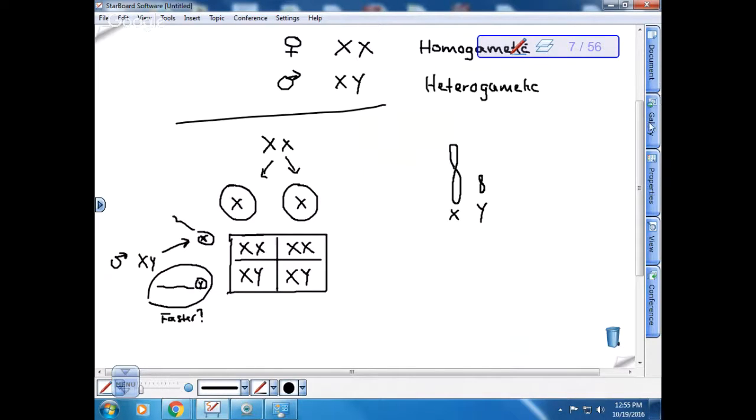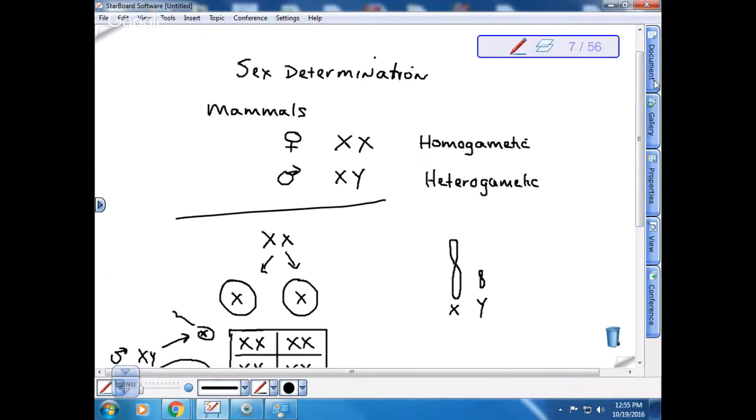Okay, so I put mammals up here because sex determination in other organisms is different. For example, birds are exactly the opposite of this. They have a chromosome called the Z and a chromosome called the W, and it's the female that is ZW and the male is ZZ, right?